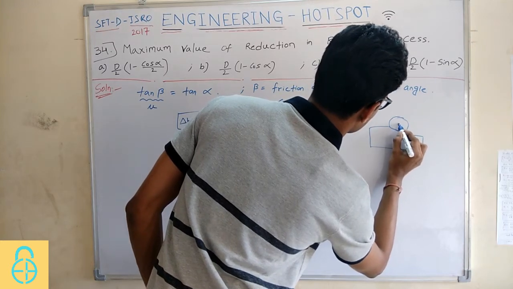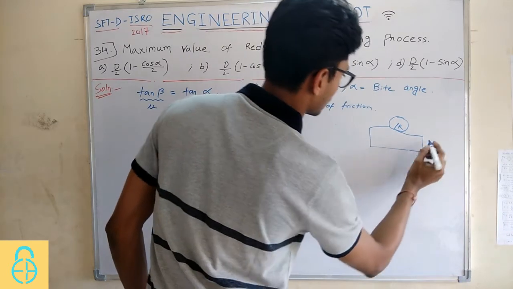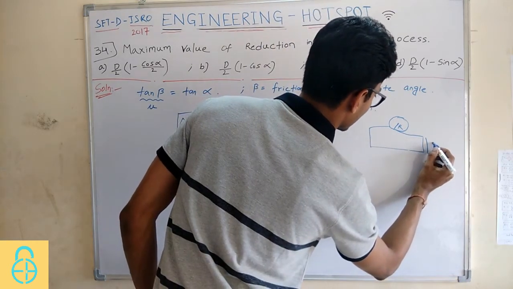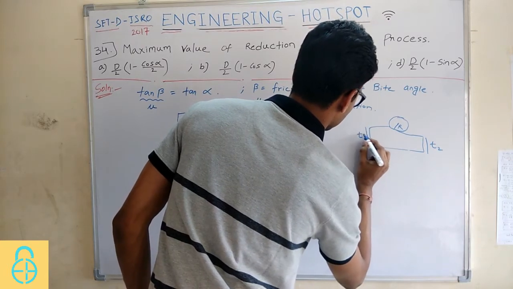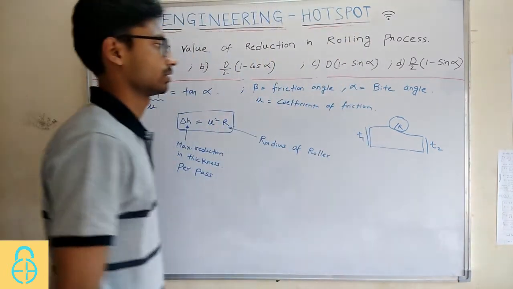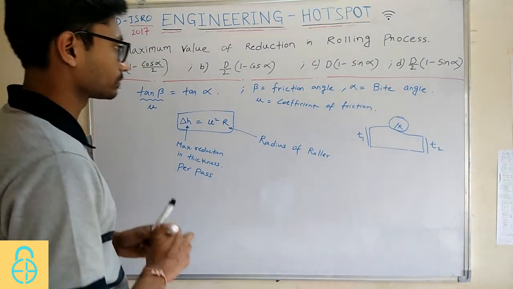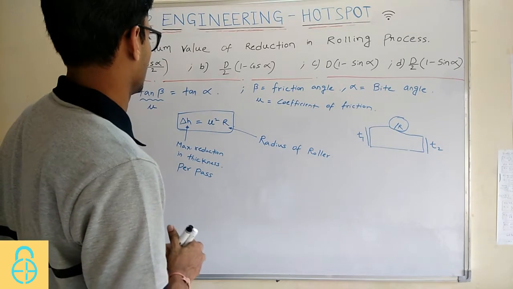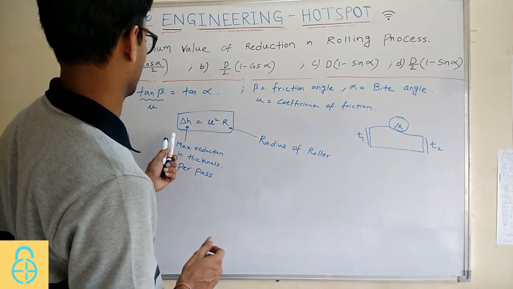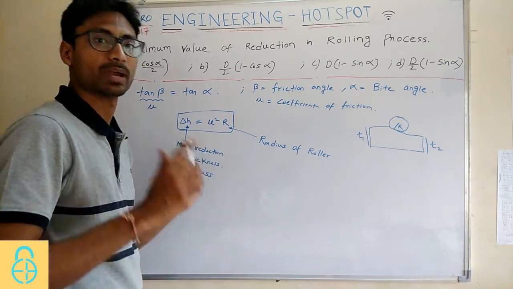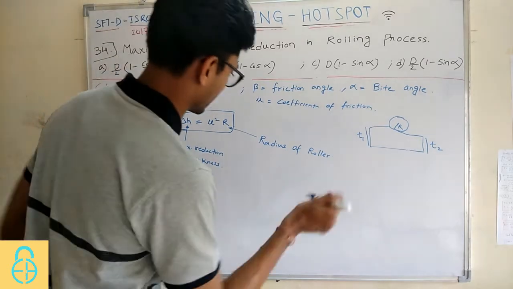This is the roller. On this, the thickness of the sheet is being reduced. Suppose this is T2; initially it was T1. This is the figure, and whenever they ask you about the maximum reduction, you have to use this formula only.